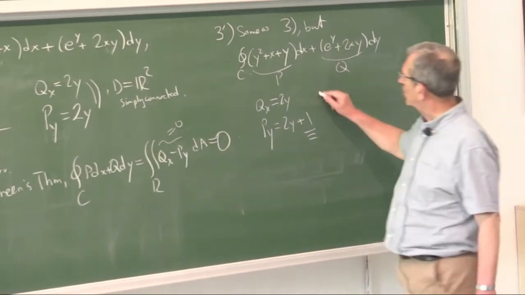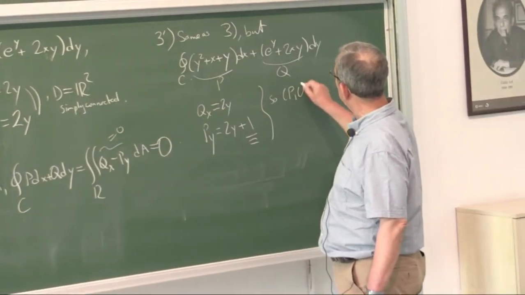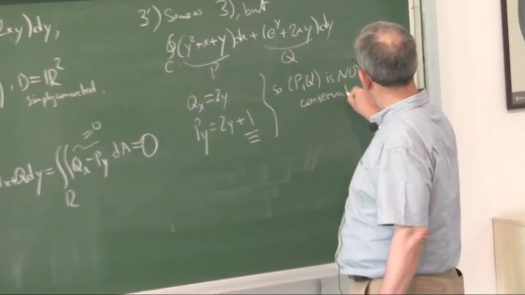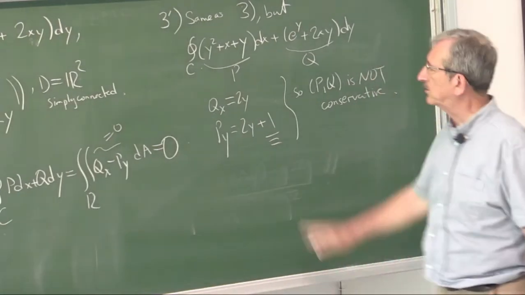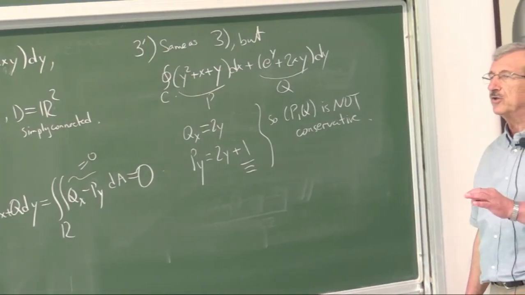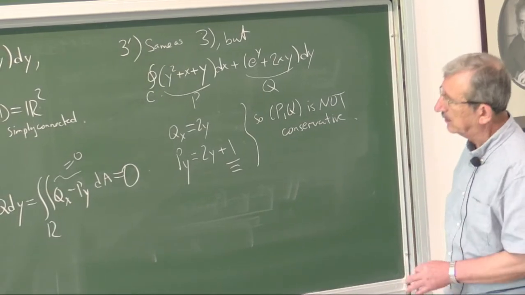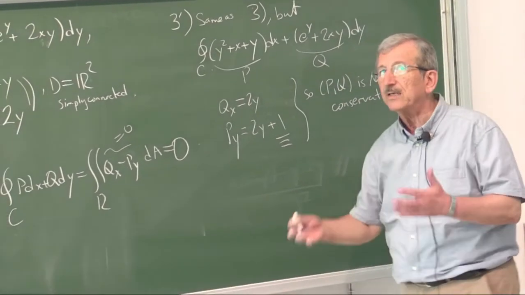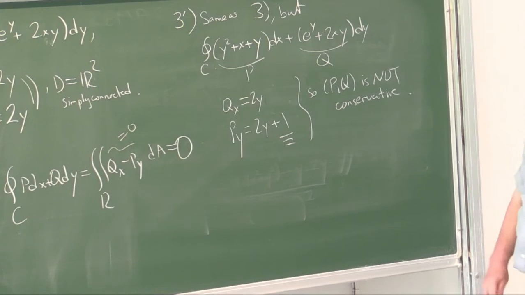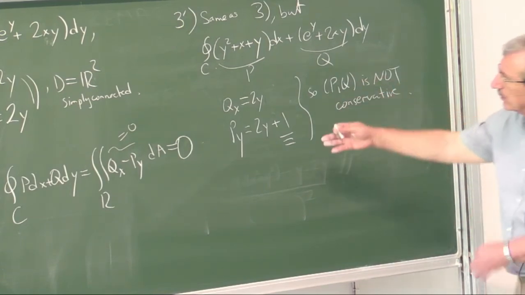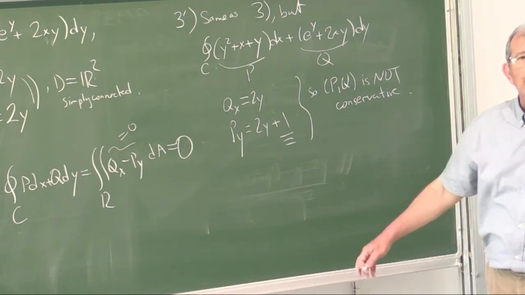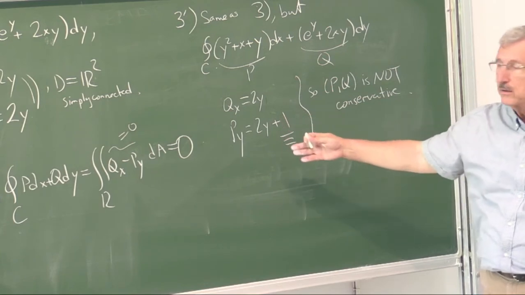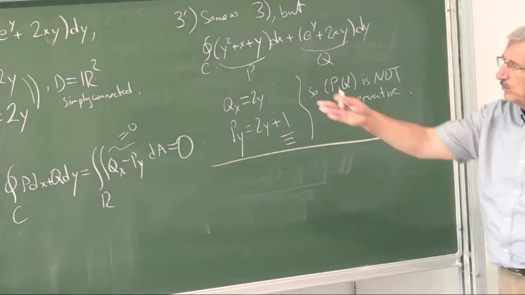So, PQ is not conservative. This equality was a necessary condition to be conservative. But for this equality to imply conservativeness, we needed a simply connected domain. We have a simply connected domain here, but these are not equal, so it's not conservative from the start. So what should we do? Start all over again by parameterizing and so on? Of course not. We use what we did in 3.